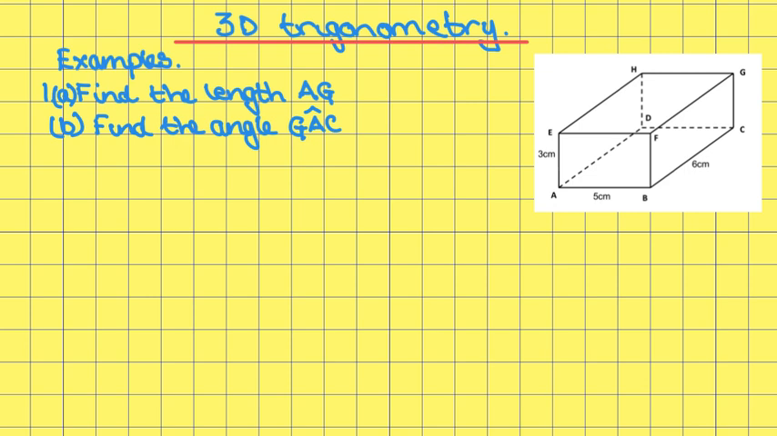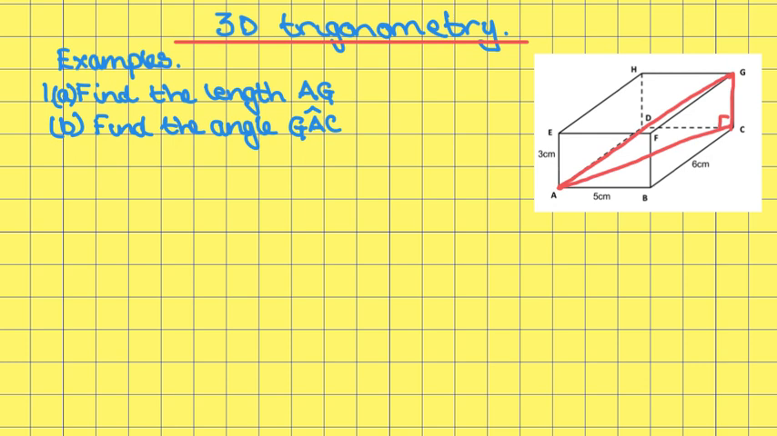Example 1. This one involves a cuboid. So 1a. Find the length of AG. So if we look at our diagram, we're going to go from A to G. If I draw a line from A to G, I can now find a right-angled triangle that involves AG. So if I go from G to C, and then from A to C, I have a right-angled triangle. There is my right angle there.